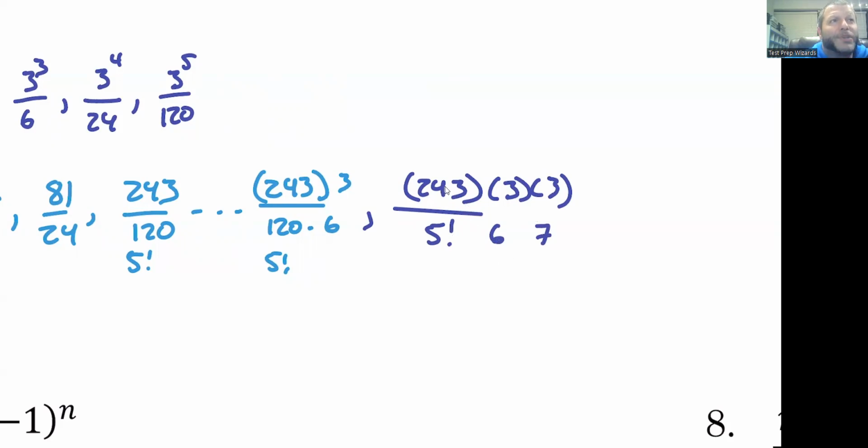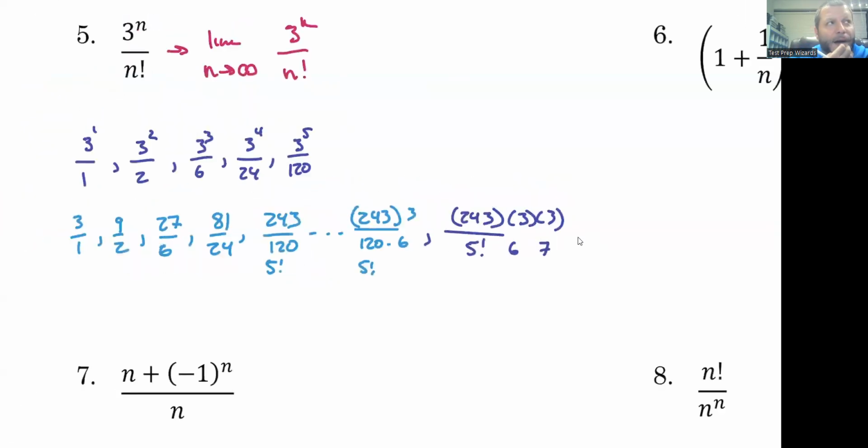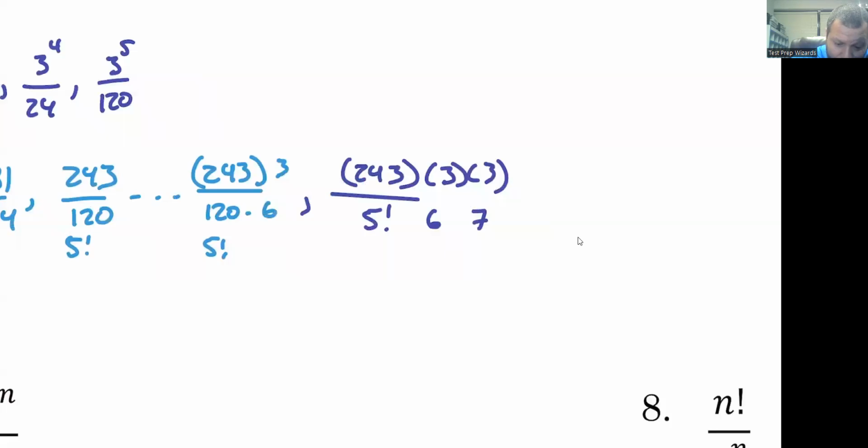So notice what's ending up happening in this sequence, right? My top is growing by a factor of 3 each time, but my denominator is growing by a factor of more than 3 each time, right? So eventually what's going to end up happening is that our factorial is going to catch and overtake our exponential. When does it happen? I don't know. I think it happens actually at this step right here, right? This would be like 729 over 720.